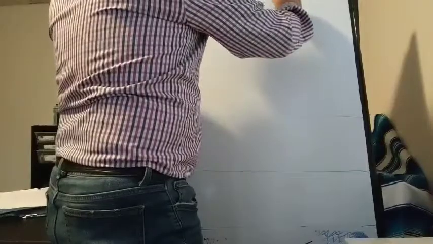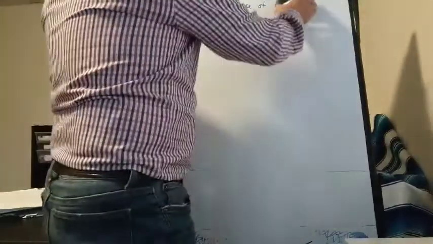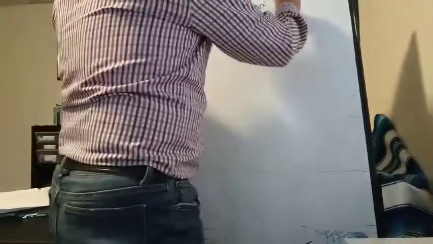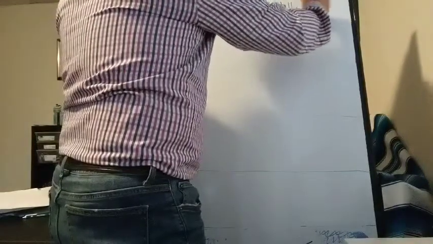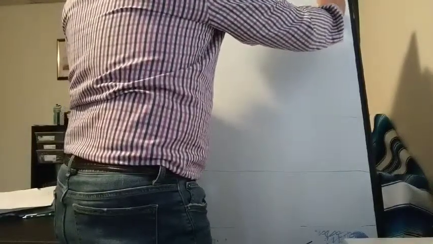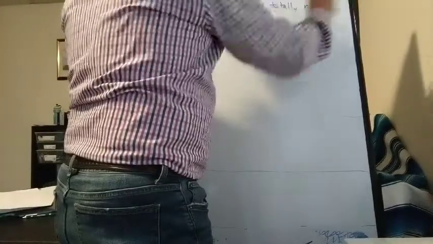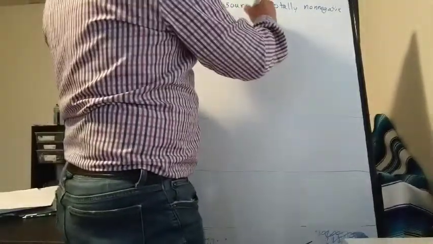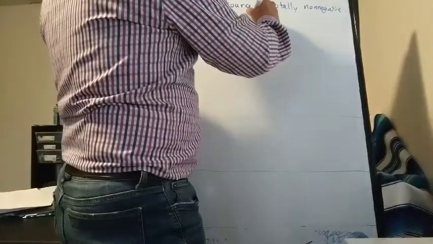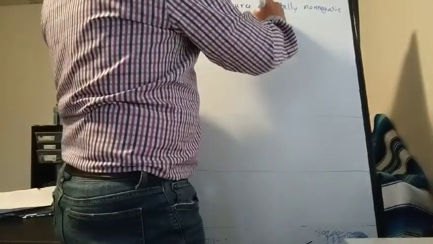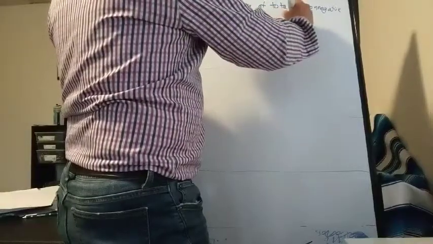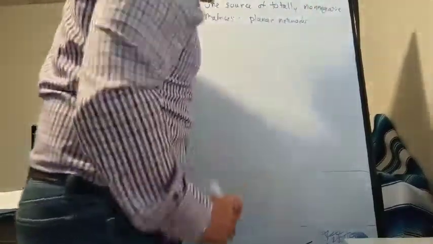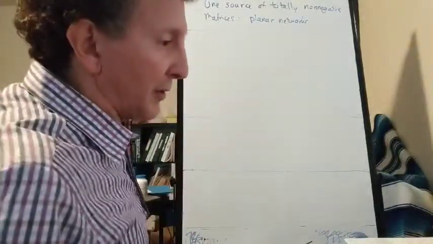One source of totally non-negative matrices, one way that they turn up, is from the class of graphs known as planar networks. Let me show you an example first, and then we can do a careful definition.